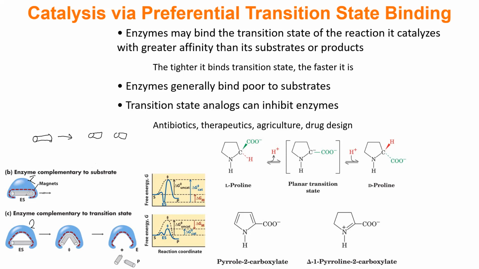So enzyme 1, and the way we do that is that our binding site has magnets around it, since these are metal. Enzyme 1 binding site is perfect for the substrate, right? It fits our substrate perfectly, and enzyme 2 can bind our substrate okay. However, enzyme 2, the binding site is better for the transition state. And enzyme 2 is going to be much faster than enzyme 1.